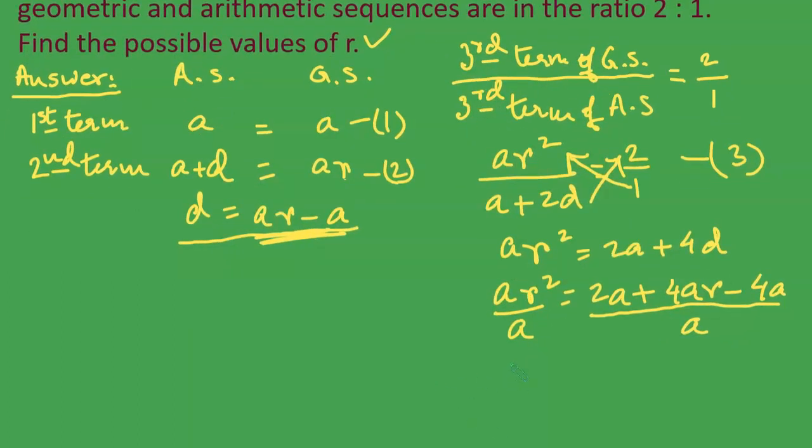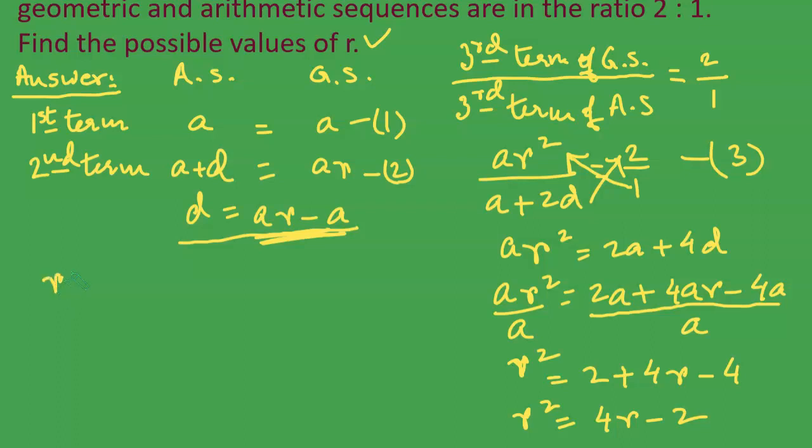Therefore, I have the equation as R square is equal to 2A divided by A, which is 2, and 4AR divided by A, which is plus 4R, and minus 4A divided by A, which is minus 4. So R square is equal to 4R minus 2. This is a quadratic equation, so I am writing the equation over here. Now we have to solve for the value of R.